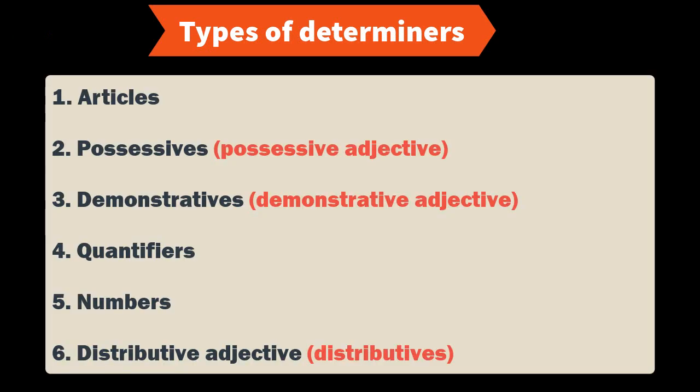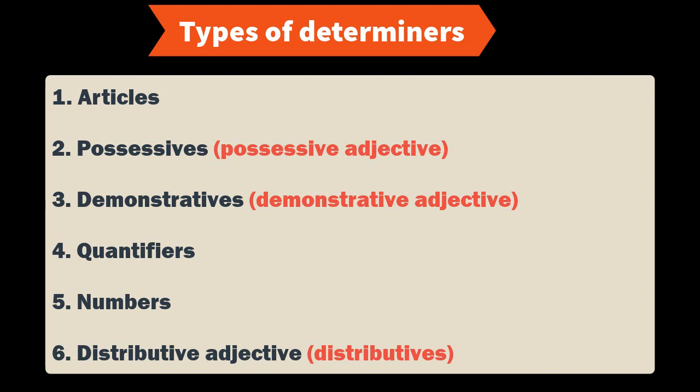So guys, we have 6 types of determiners in English. These are articles, possessive adjectives, right? Demonstratives, we also call them demonstrative adjectives. Quantifiers, right? Numbers can be included in quantifiers.